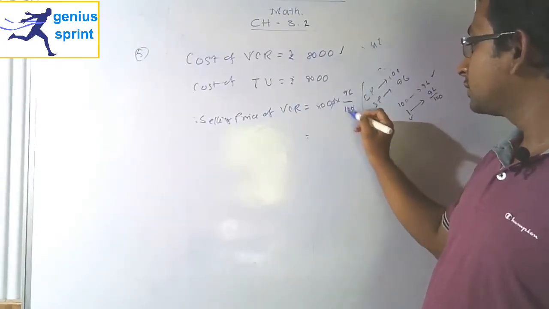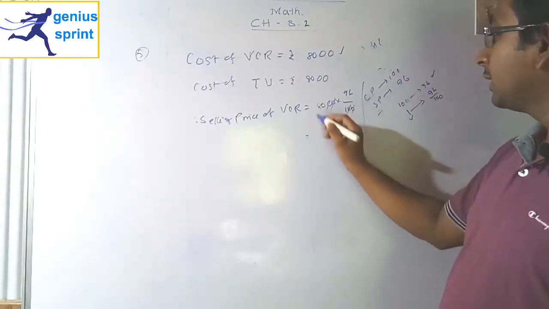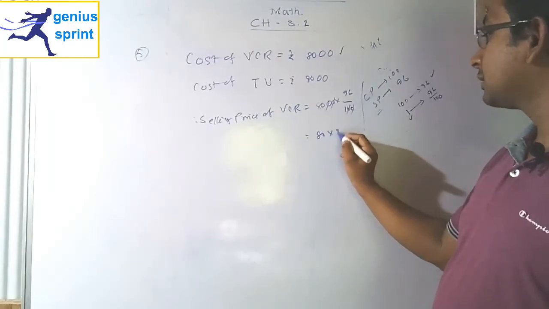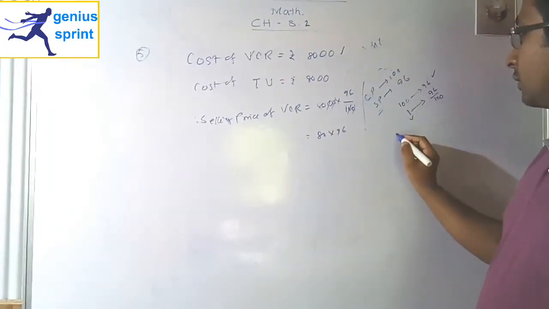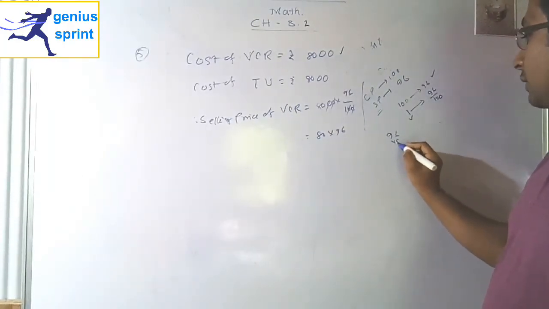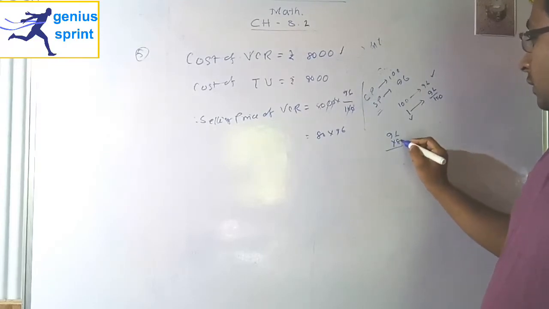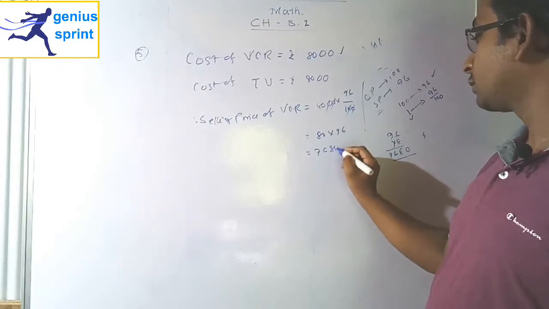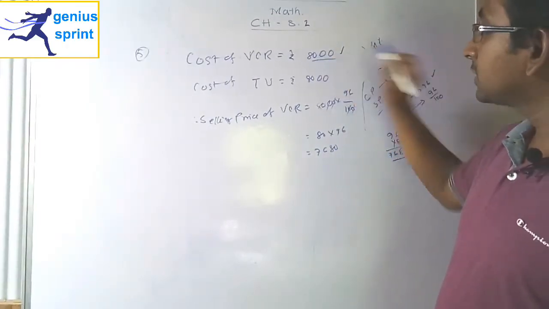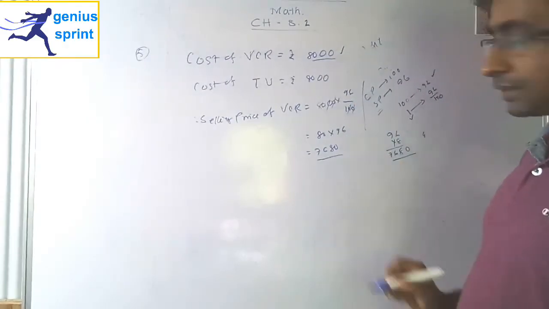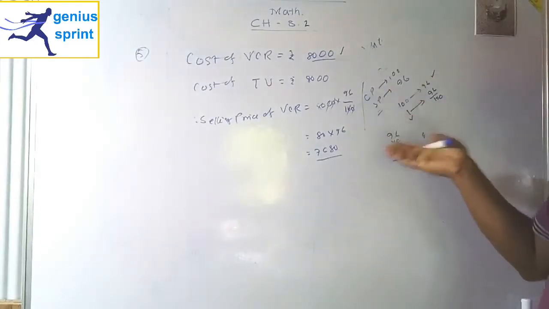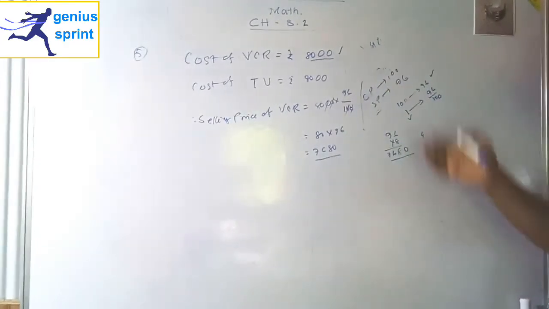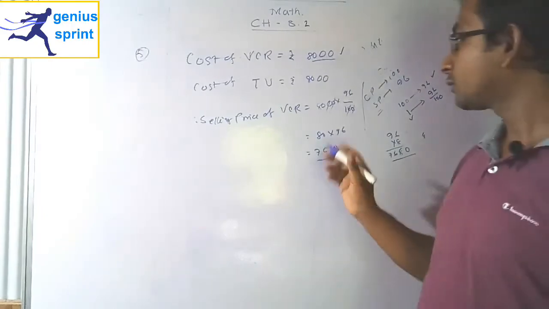So cancel out this 0, again you will get 80 into 96. 96 into 8, yes, 7680. See, CP was 8,000 and SP is 7680. So from this answer we can say that he has lost 4% on it.